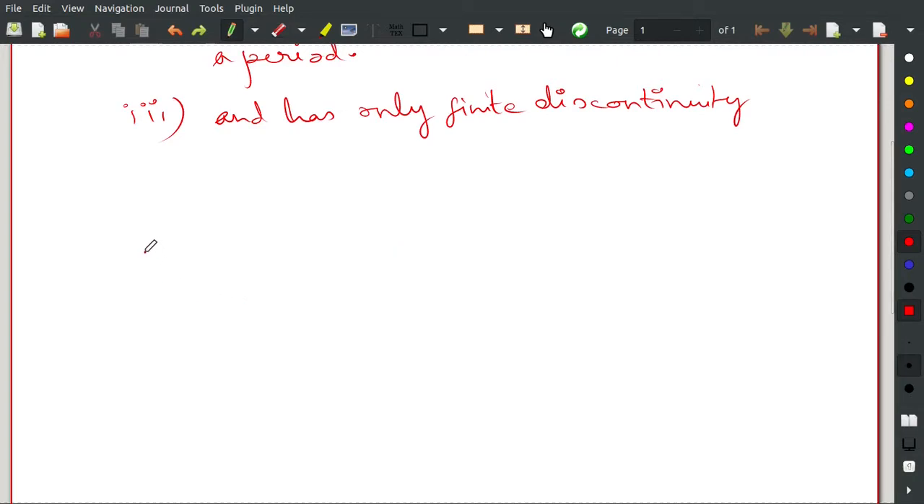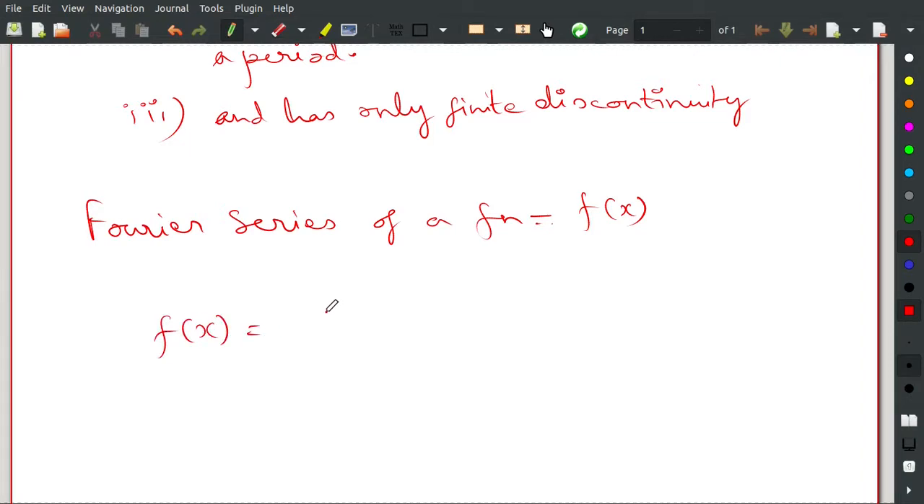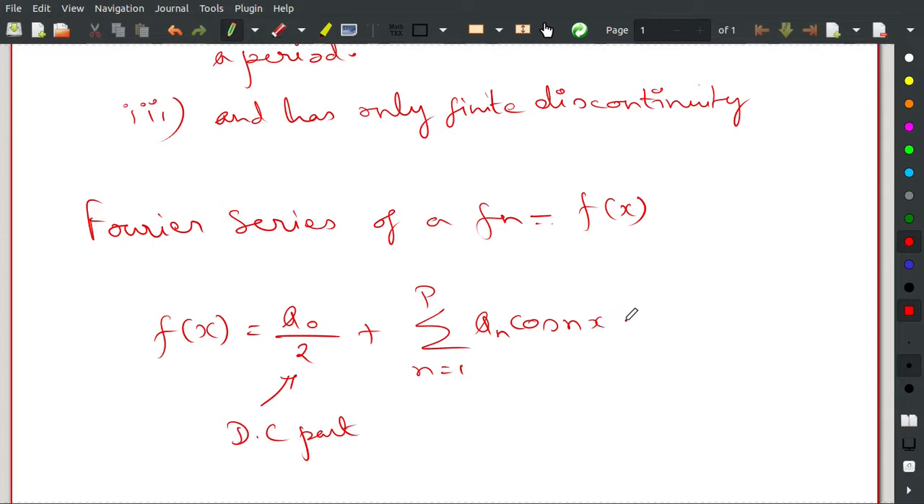So what's the Fourier series of a function? The Fourier series of a function f of x can be written as f of x equals a0 by 2, where this is called the DC part, plus summation n equals 1 to some finite value p of an cos nx, plus summation n equals 1 to p of bn sin nx. So this is the Fourier series form of a function f of x.